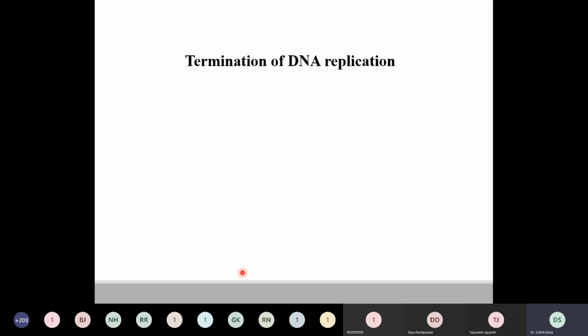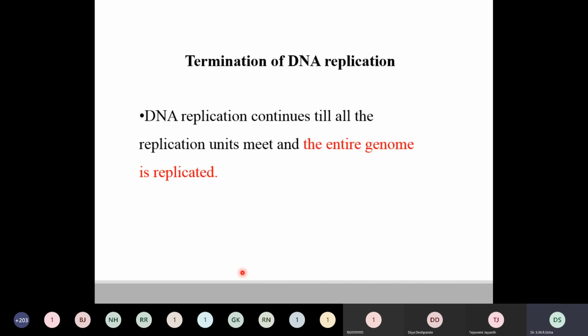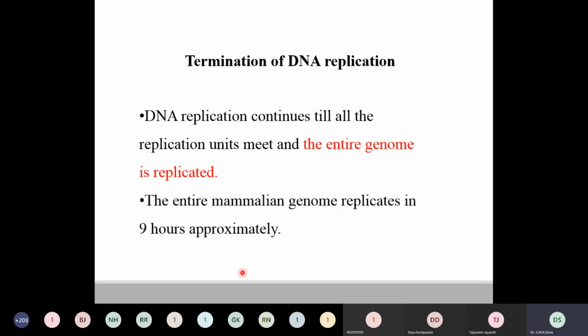Next, we are going to terminate the DNA replication, because after the entire genome is replicated, it should not go into a second cycle. So DNA replication will continue till all the replication bubbles meet and the entire genome is replicated. The entire mammalian genome takes about 9 hours to replicate, in contrast to prokaryotes which replicate in just 30 minutes. So this is the fourth step, I think. It is the termination of DNA replication.